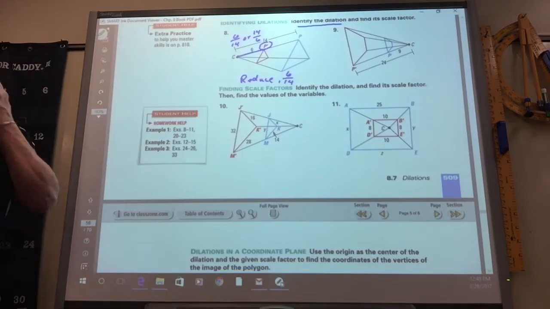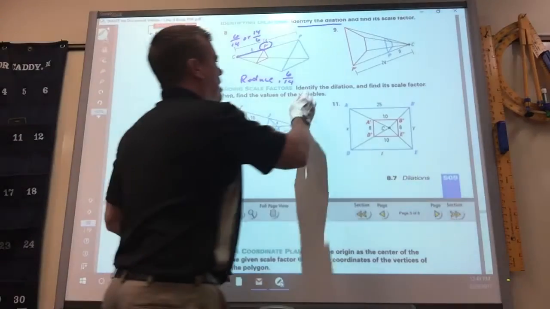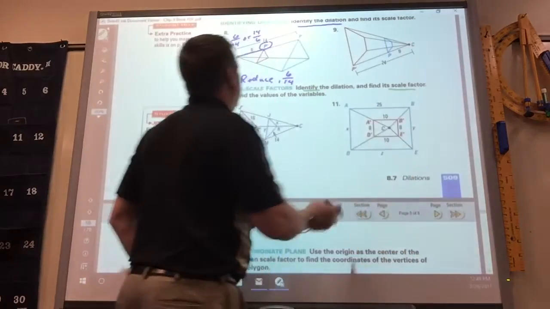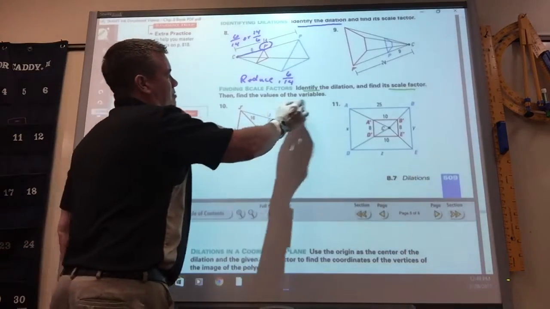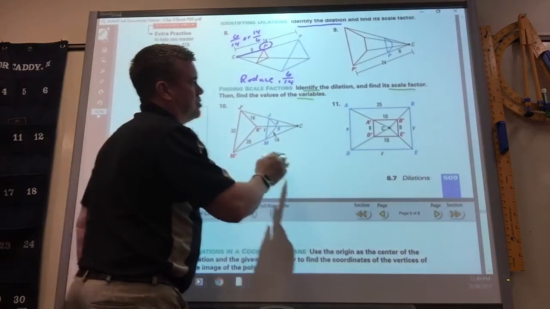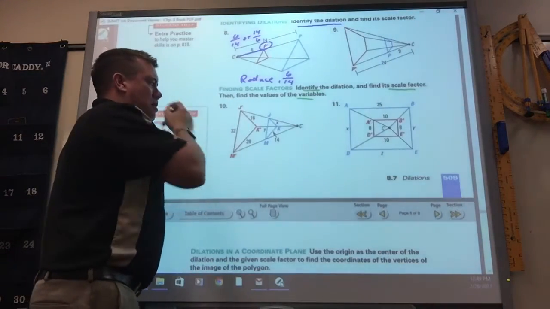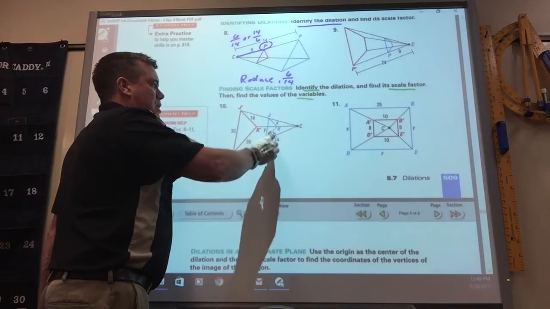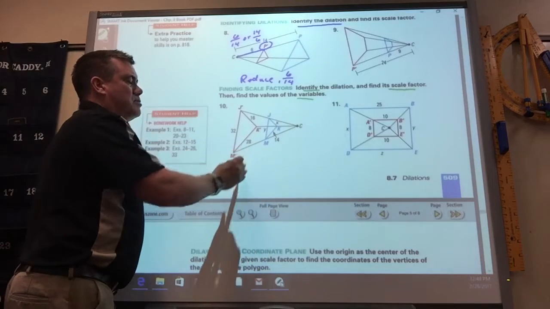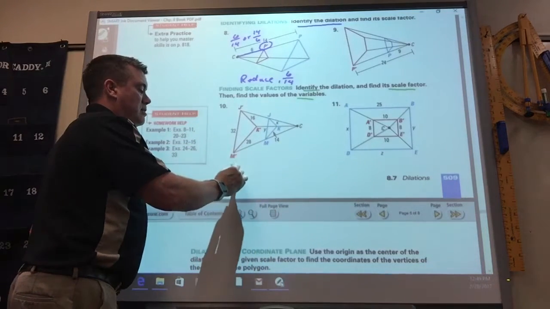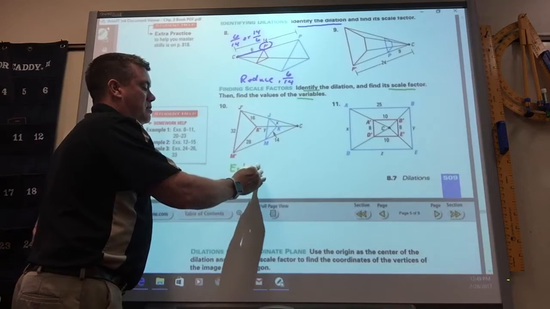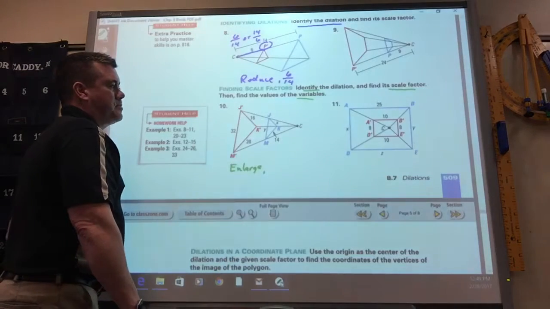Okay, 10 and 11 are the same thing. Identify it, scale factor, but then they add on, you got to find the values of the variables x and y. Here it's x, y, and z. So this one, here's the original, here's the prime, so it's getting bigger. So it's an enlargement, so you can just put enlarge.